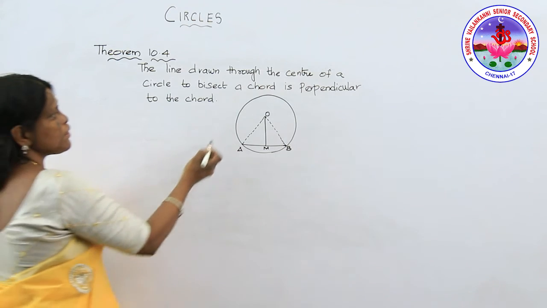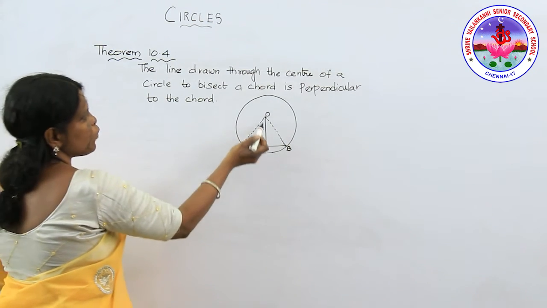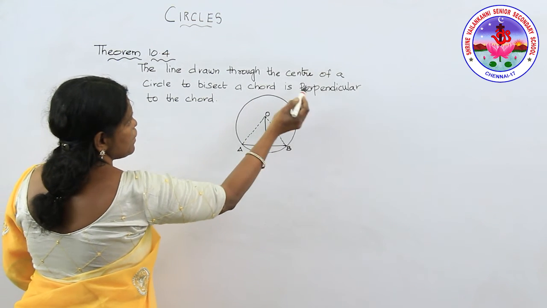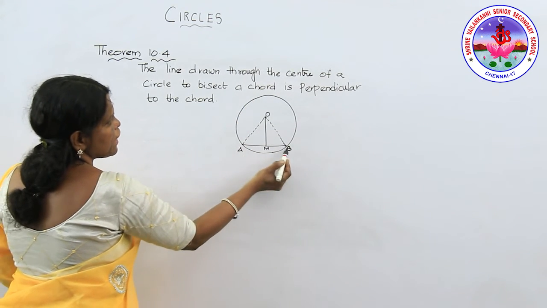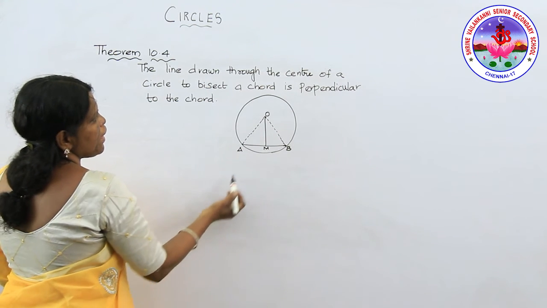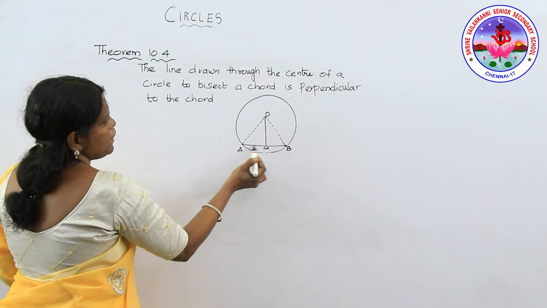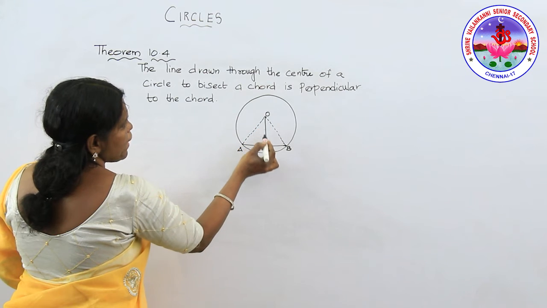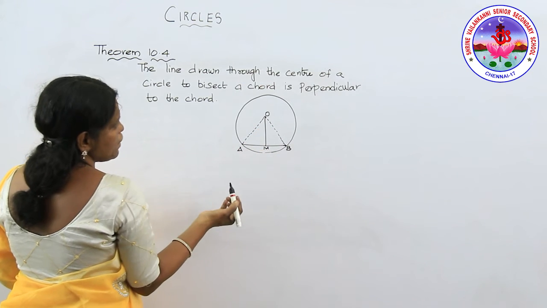So I have drawn a circle here. I have drawn an OM line. Where this OM line, it is said in the statement, bisects the chord. So we get AM is equal to BM, and the OM line divides the chord AB. I want to prove that this line is perpendicular to the chord AB.